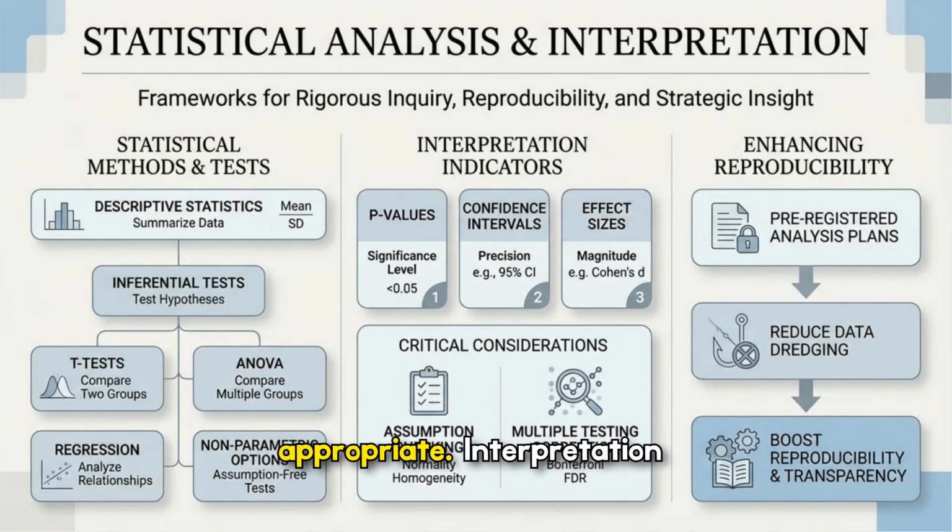Statistical analysis combines descriptive summaries with inferential testing to rigorously assess hypotheses using t-tests, ANOVA, regression, or non-parametric options as appropriate. Interpretation hinges on p-values, confidence intervals, and effect sizes, alongside assumption checks and corrections for multiple testing. Pre-registering analysis plans and reducing data dredging are practical steps to enhance reproducibility and transparency in findings.